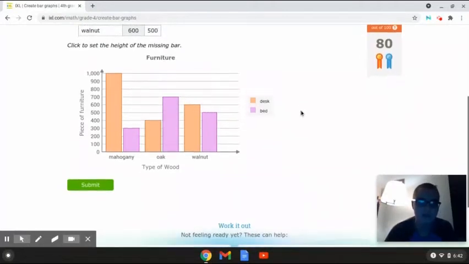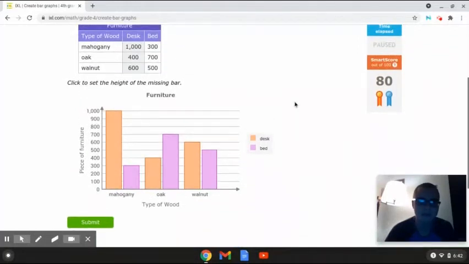So the answer to this problem is 500, because we took a look and saw that we needed to fill out the bed for walnut, and we dragged the bar chart up to 500 for walnut. And that is how to solve this problem. So I'm going to be doing a couple more with you guys.